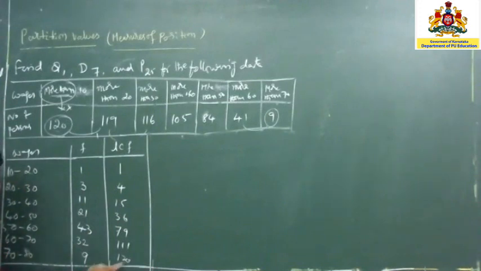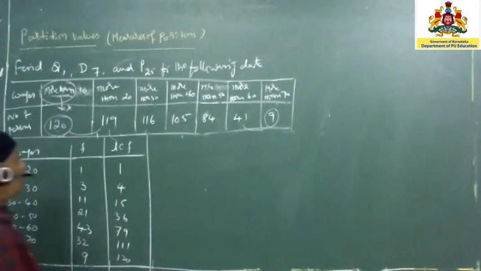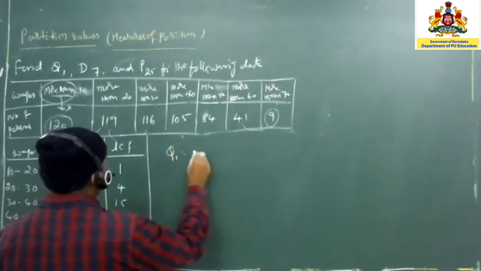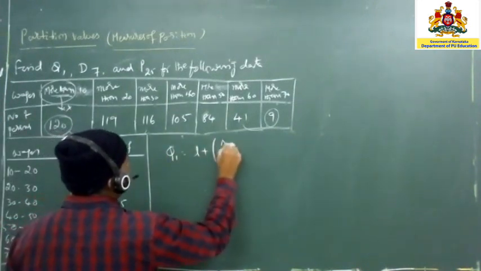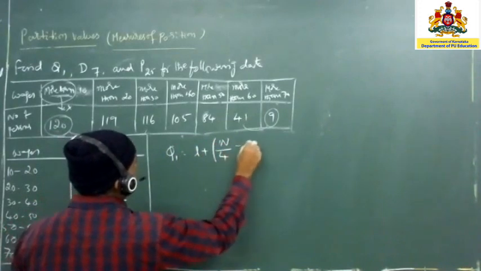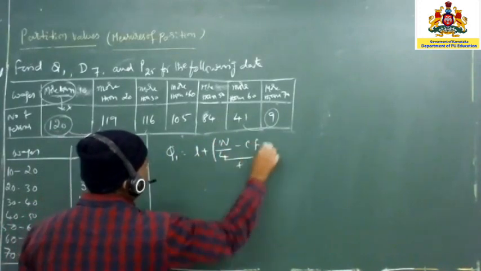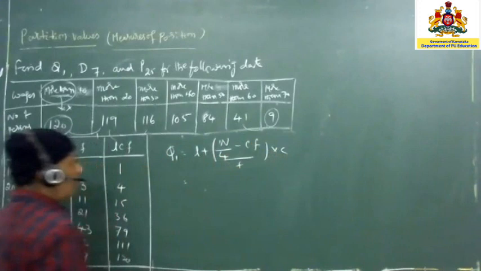So there is a one check here and a one check here also. Then your sum is correct. Then we are going to calculate Q1. Q1 is equal to L plus (n by 4 minus CF) whole divided by F into C only. So now how to calculate it?